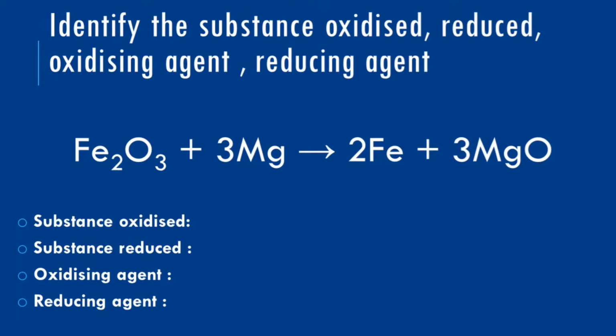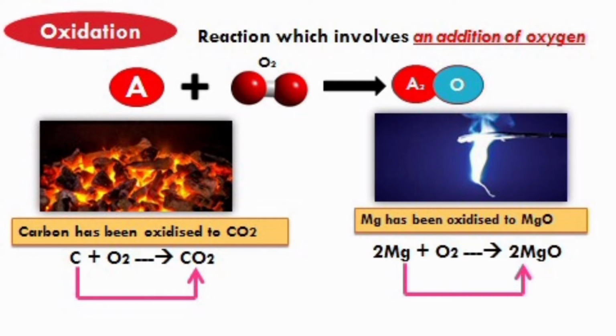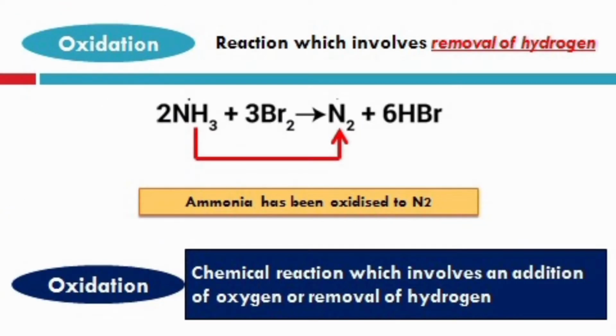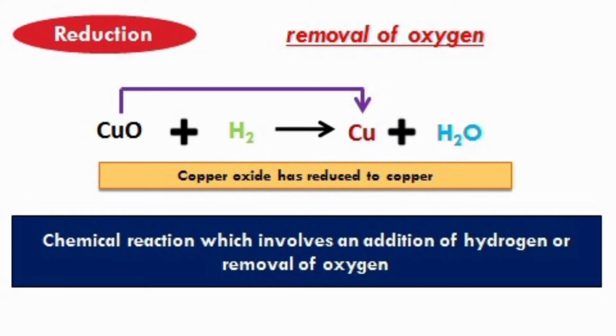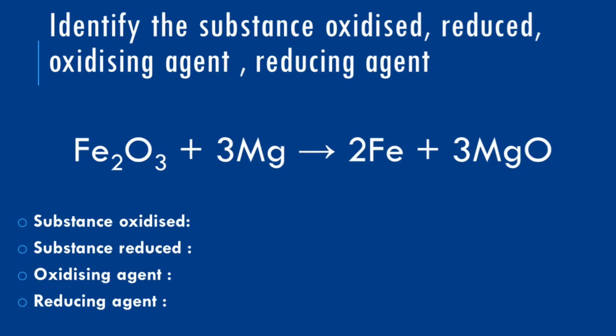The first reaction is Fe2O3 plus 3 Mg gives 2 Fe plus 3 MgO. Before solving, let's recall once again the definition of oxidation and reduction reaction. In oxidation reaction, a substance gains oxygen or loses hydrogen, whereas in a reduction reaction, a substance loses oxygen or gains hydrogen. Now, check the reactants and products in this reaction.